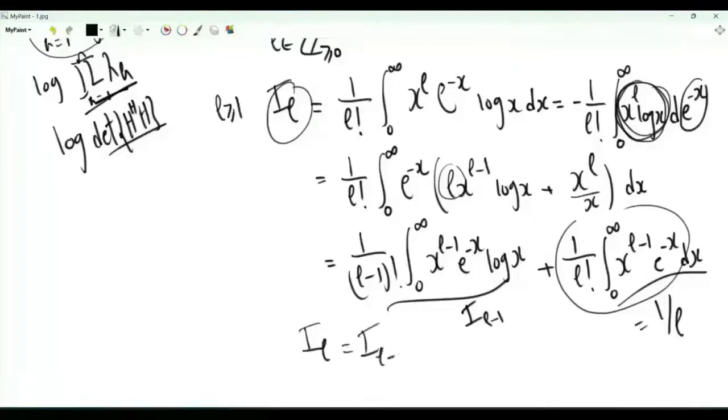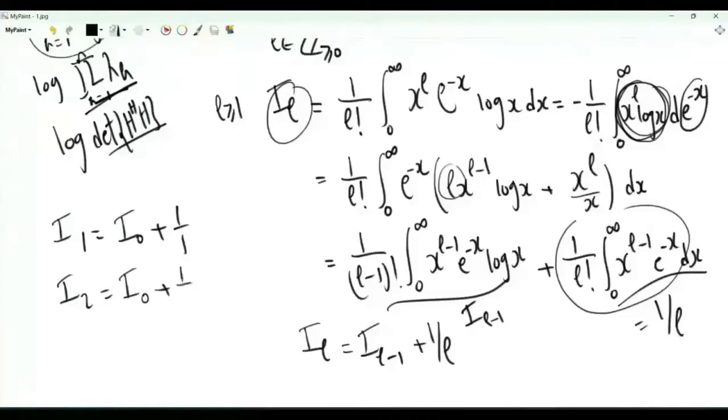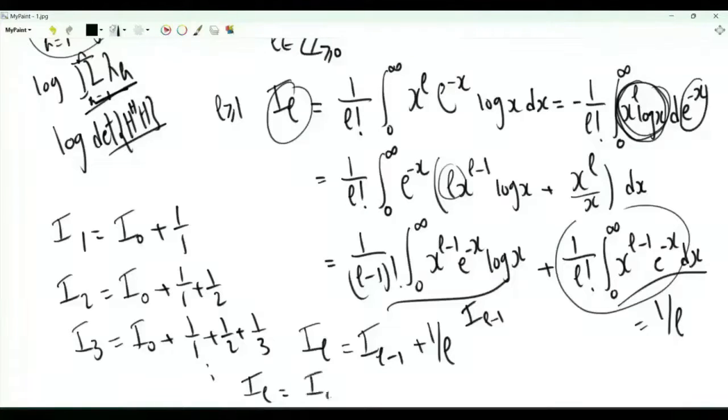We have the recursion I_L equal to I_{L minus 1} plus 1 over L. I1 is equal to I0 plus 1 over 1. I2 is equal to I0 plus 1 over 1 plus 1 over 2. I3 is equal to I0 plus 1 over 1 plus 1 over 2 plus 1 over 3. I_L is equal to I0 plus H_L. This is the Lth harmonic number, which is the sum over g from 1 to L of 1 over g.